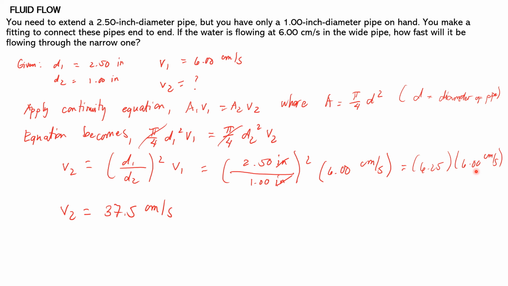So for you to achieve the same volume flow rate, the water flows faster in the smaller diameter pipe. And remember that the pipe diameters entered in a ratio, so there was no need to convert units.